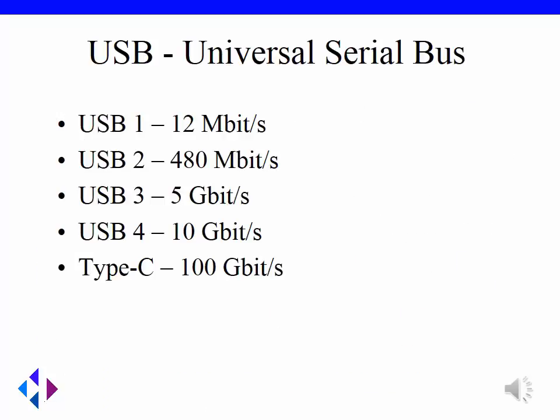As for the speeds of the USB, the Universal Serial Bus, USB 1 was pretty slow at 12 megabits, but USB 2 was 480 megabits, and USB 3 was at 5 gigabits. The 4s came out at 10 gigabits, but we will not see very many of the 4s, mainly because they came out with the Type C USB serial bus, which is a 100 gigabit transfer rate, approximately 20 times faster than a USB 3.